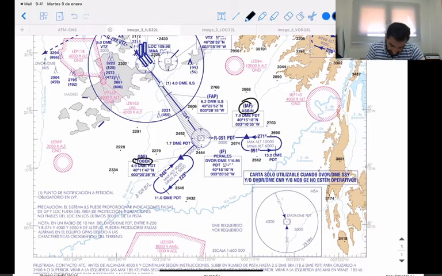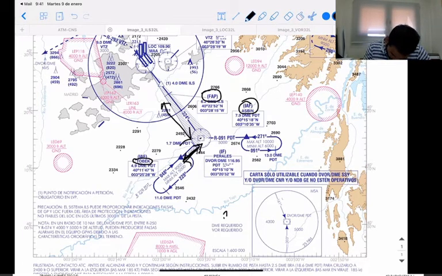And here we have the different phases. The initial segment would be this one. Then we have the intermediate fix, this VOR. Here, this would be the intermediate segment, and we will be reaching the FAP, the final approach point, which is defined with specific coordinates. We have latitude and longitude, and also a distance from the DME of the ILS, 6.2 nautical miles, as you can see.